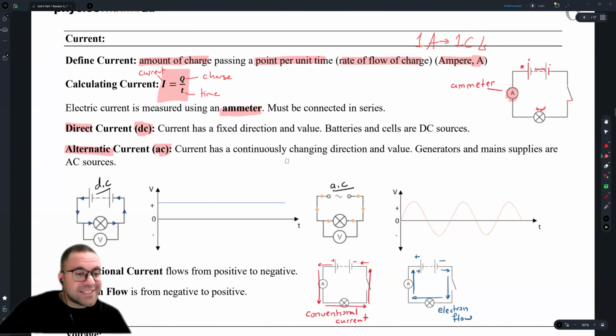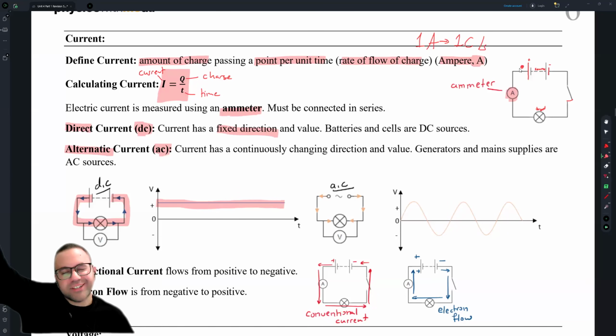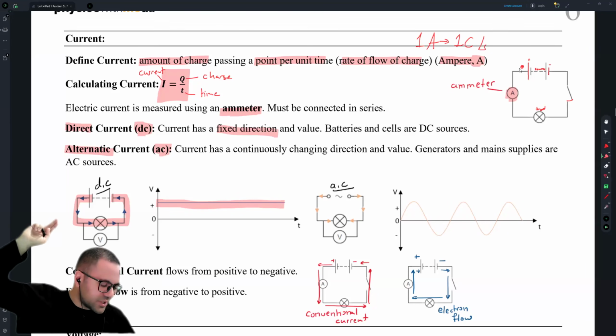So what do I mean by DC and AC? DC is a current that has a fixed direction, which means the source has a positive and negative side that are fixed, and the value of the current or the voltage is fixed. So the current flows from positive to negative, and it has a fixed value. That's called DC. AC, however, comes from a generator or your electric sockets, which initially come from a generator inside a power station. Okay?